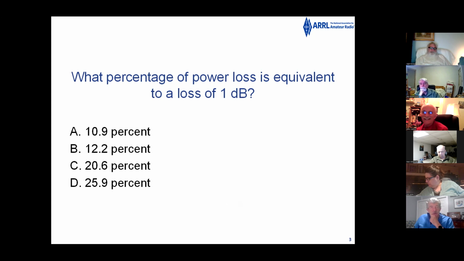When you go through the example in the book, it says 79.4, but that's the amount of power that gets through with 1 dB of loss. So if you put 100 watts in one end of the cable, you'd get 79 watts out. Loss is 20.6.